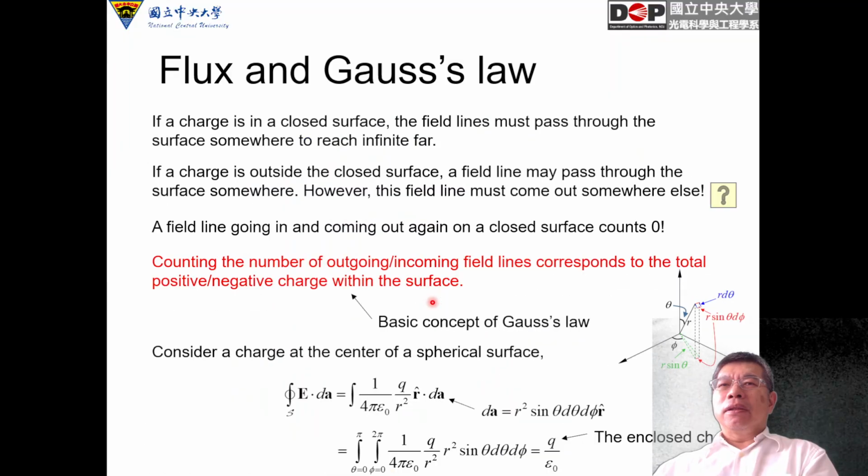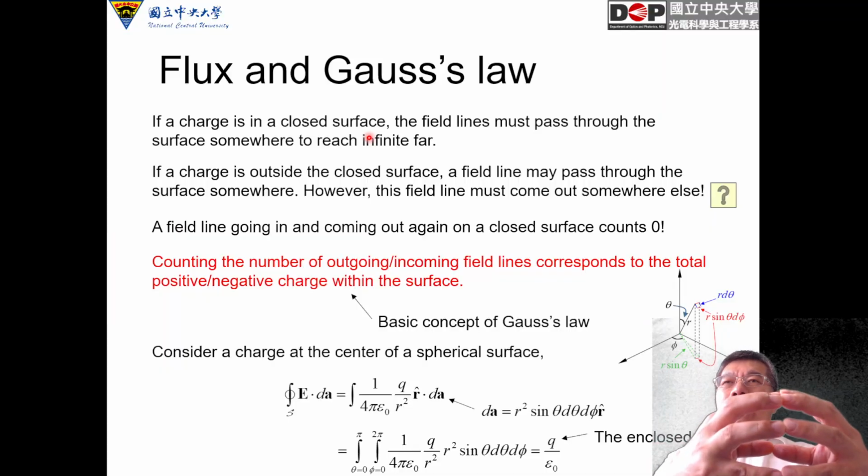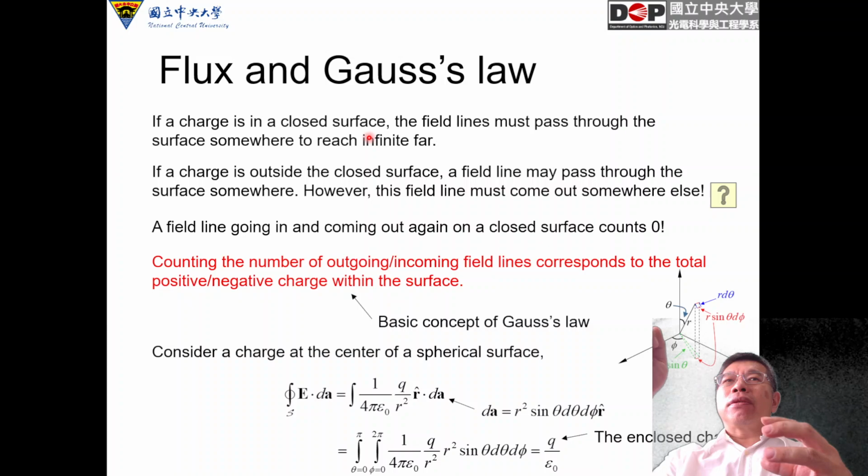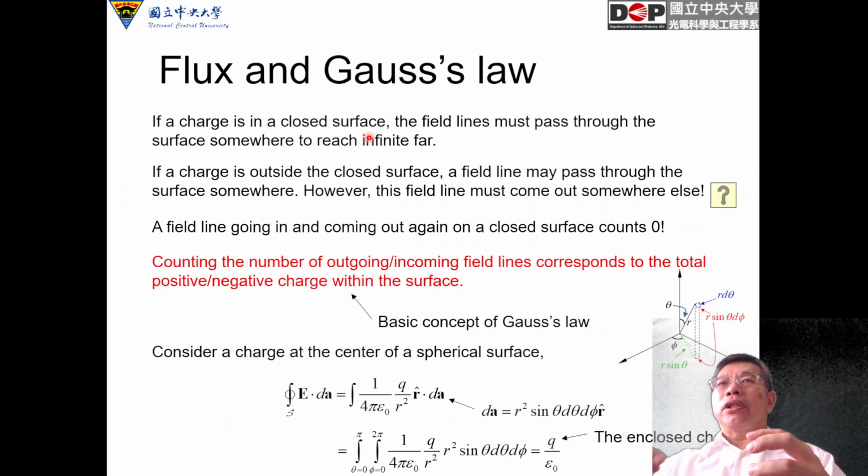That will give us the idea of how much charge is within this volume. Okay, what does it even mean? If your charge is in a closed surface, the field lines must pass through the surface somewhere to reach infinitely far. This surface is just something you can imagine. It's not necessary for a surface to exist. Gauss just considers a surface in space, which is not something that really exists. We just consider a certain surface. That's it. And it doesn't need to be something there.